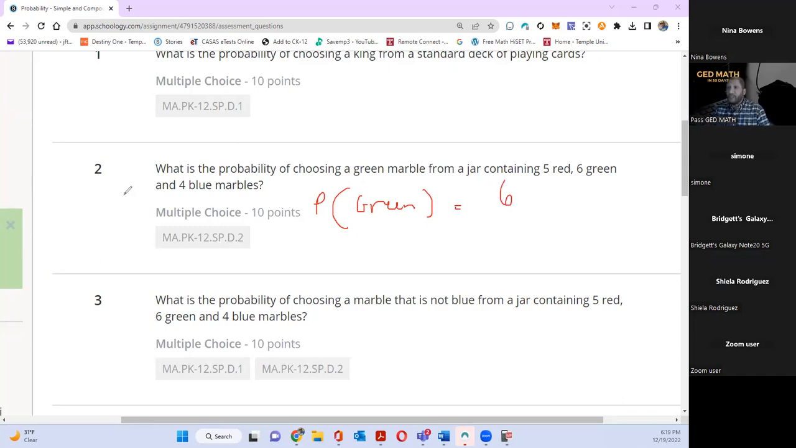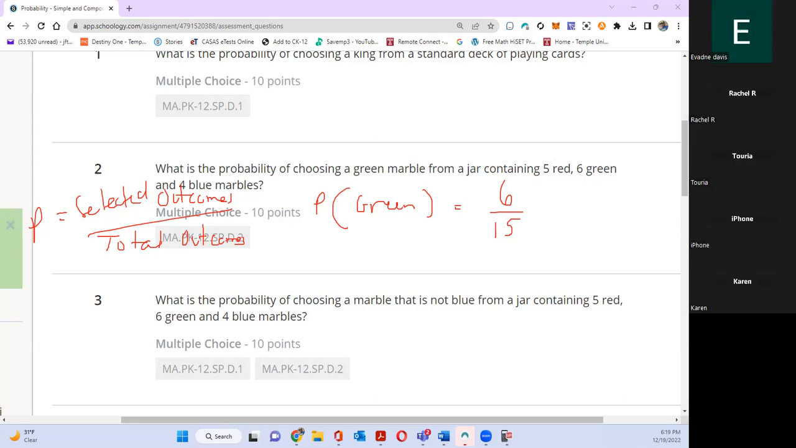So probability is the selected outcomes, and I'm sorry, my handwriting is horrible with this mouse, over the total outcomes. 15. How'd you get 15? Because you add up all the marbles that you have all together. Correct. So 5 plus 6 plus 4. So you have 15. Now, the GED exam can ask you for your answer as a fraction.